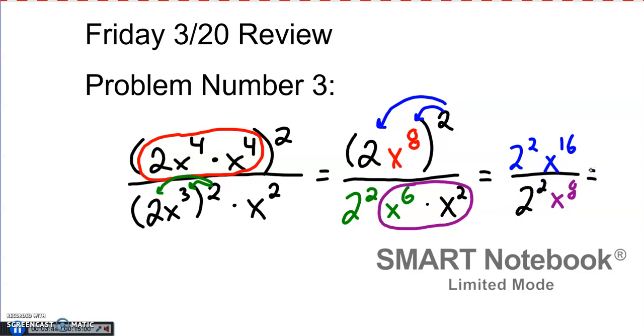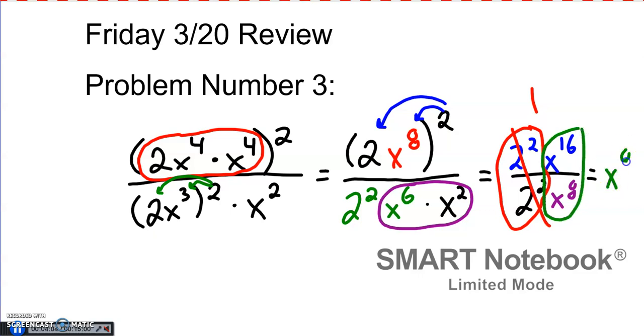So now we can apply our quotient properties. I have 2 squared divided by 2 squared. What's anything divided by itself? 1. So that is now gone. Now I have x to the 16th over x to the 8th. 16 is bigger than 8, so my exponents are going to stay on the top in the numerator. 16 minus 8 is 8, which is our final answer of simply x to the 8th.